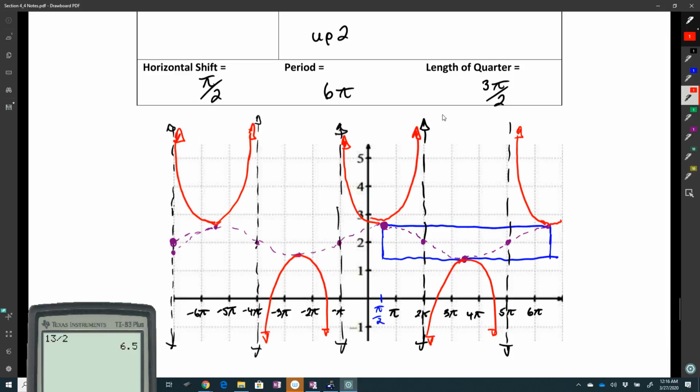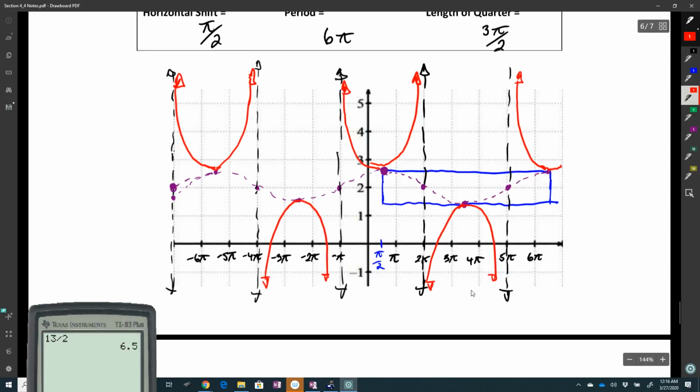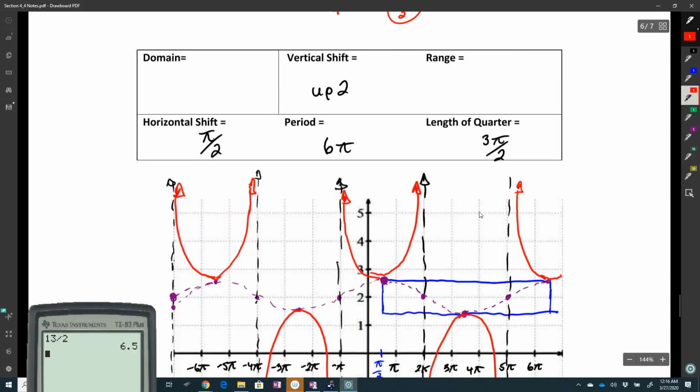All right. Now looking at this, what is the range? Notice the range is everything up to 1.5. So it's negative infinity up to 1.5. And then it starts again at 2.5, and it goes off to infinity.